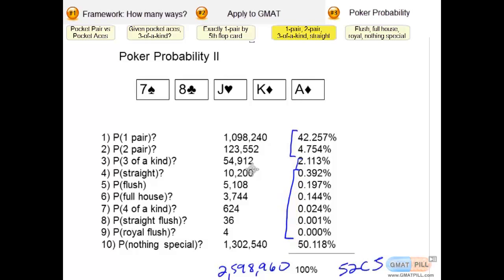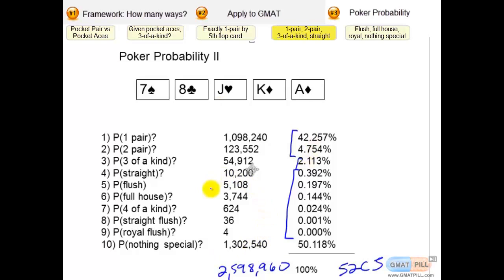So the next time you play poker and you get 1 pair, don't be too excited because it happens actually over 40% of the time. But the chance to get 2 pair drops tremendously down from 42% down to just 4.8%.